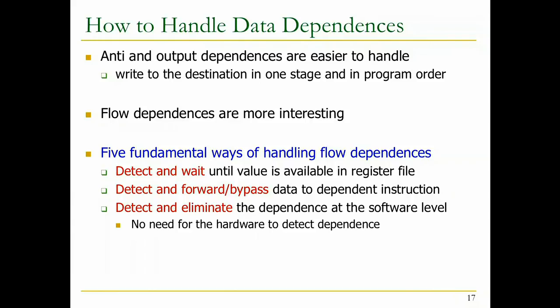detecting and eliminating at the software level. The software does the hard work. Because if our instructions are like that, as I showed you earlier, why doesn't the software actually detect this? They could, at the compiler level, and reorder the instructions such that you don't need to forward or you don't need to wait. Well, how would the software do that?